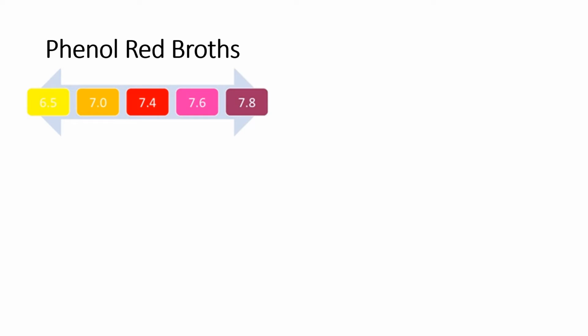The first test that you would be doing would be using the Phenol Red Broths. So the indicator in this experiment is phenol red, and phenol red is red around neutral, and then as the pH drops, it becomes yellow. As pH increases, it becomes pink.